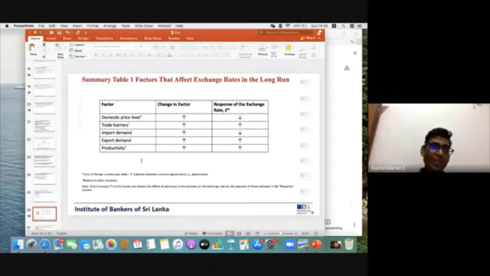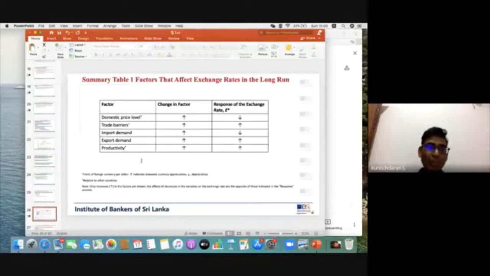The other way around, if the export demand goes up, the foreign country wanted to buy our products, export demand goes up, then they need our money to buy this stuff. That means the Sri Lankan rupee, they need more. So much demand, so automatically LKR will appreciate.